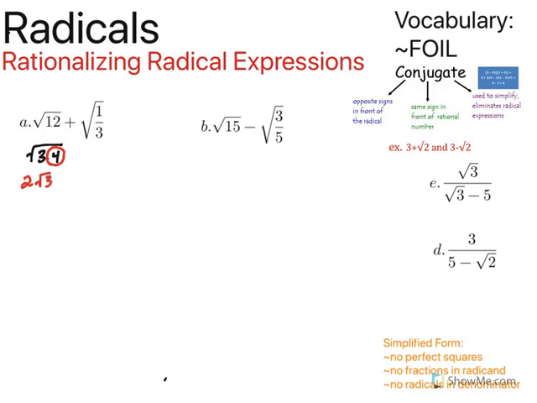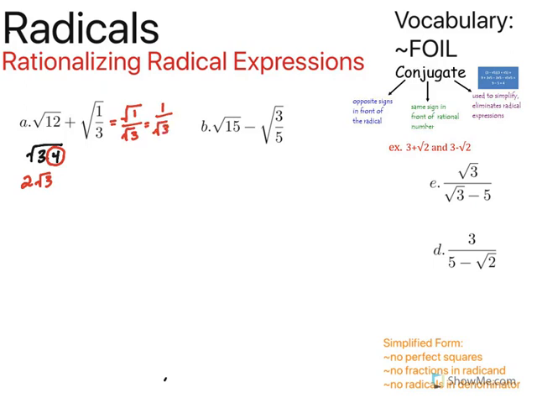Now, let's talk about this fraction, the square root of 1/3. Remember that in order for something to be in simplest form, we cannot have fractions in the radicand. So let's eliminate these fractions here. We're going to start by breaking apart this fraction so that it's the square root of 1 over the square root of 3. I know that the square root of 1 is 1, and the square root of 3 just has to be the square root of 3.